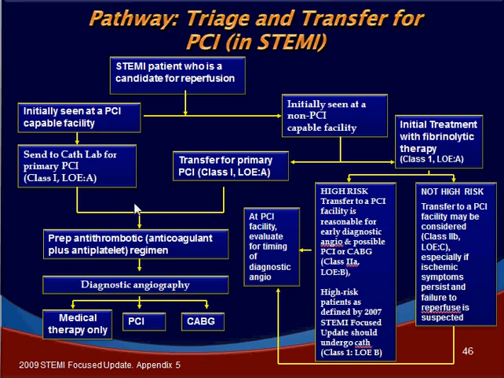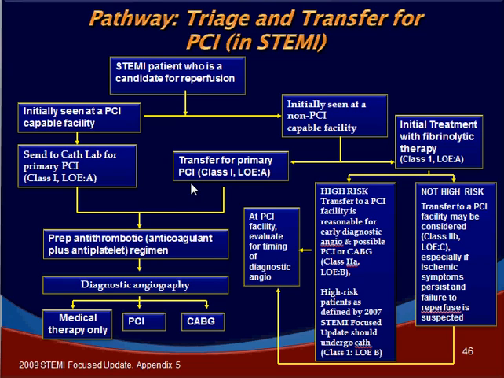Then pre-antithrombotic anticoagulant plus antiplatelet regimen. So you have to give anticoagulant and then antiplatelet regimen, and diagnostic angiography will be done. Based on the diagnostic angiography, it may come as medical treatment, or PCI, or CABG. What are the indications for CABG, what are the indications for PCI, what are the indications for medical therapy, we will see subsequently, and also in the lecture that will follow my talk.